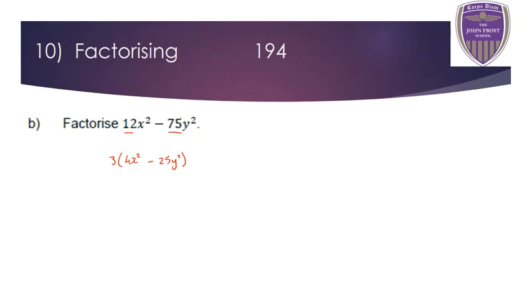And now I need to look a little bit more closely at what's inside the bracket here. 4x squared, 4 is a square number, x is squared as well. 25 is a square number, and y is squared as well. And because it's minus, it's the difference between two squares. So I can factorize that into two brackets. 2x multiplied by 2x makes 4x squared. 5y multiplied by 5y makes the 25y squared. And as I said, it's the difference between the squares, so I need a plus in one bracket and a minus in another. And that then fully factorizes that expression.